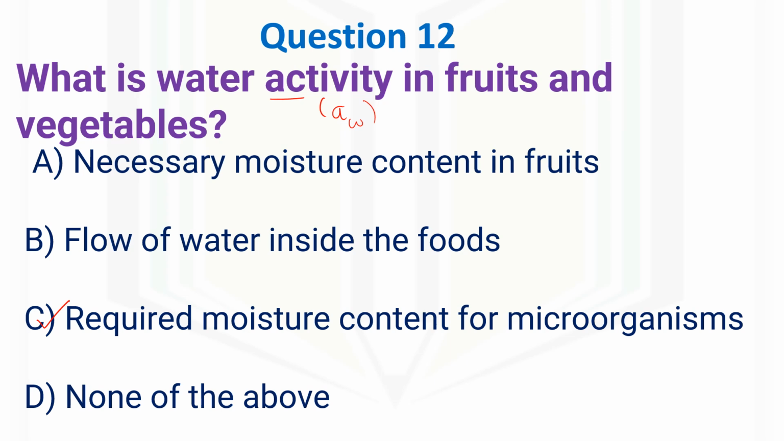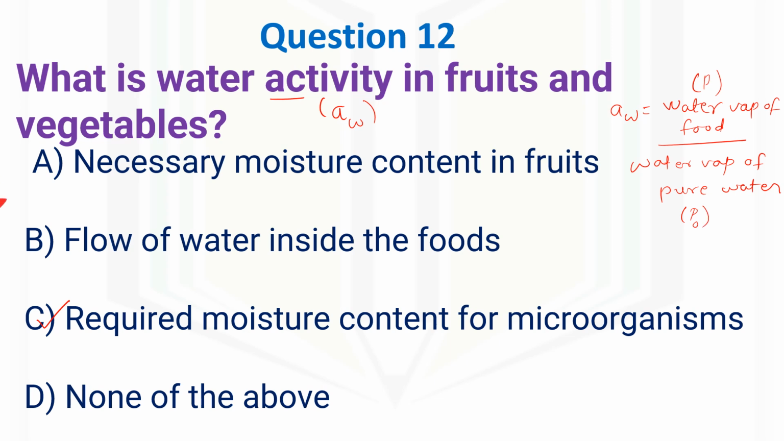So it is defined as the ratio of water vapor. So water activity is the water vapor of food divided by water vapor of the pure water. So it is the ratio of vapor pressure inside the food, also denoted by P, divided by the vapor pressure of pure water at P0 or the P initial at same temperature.